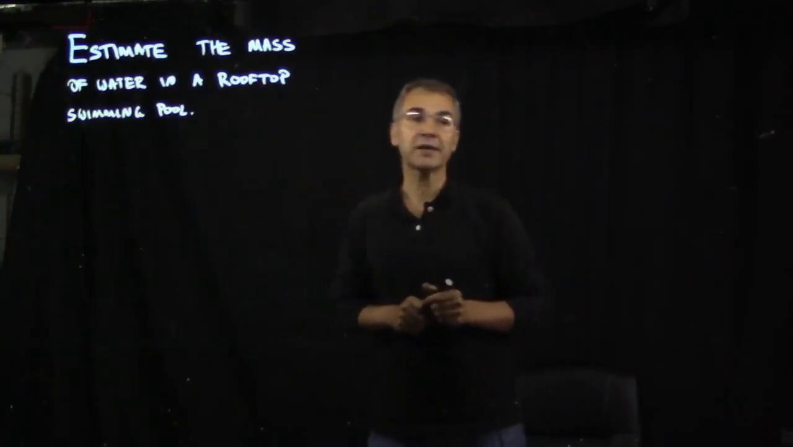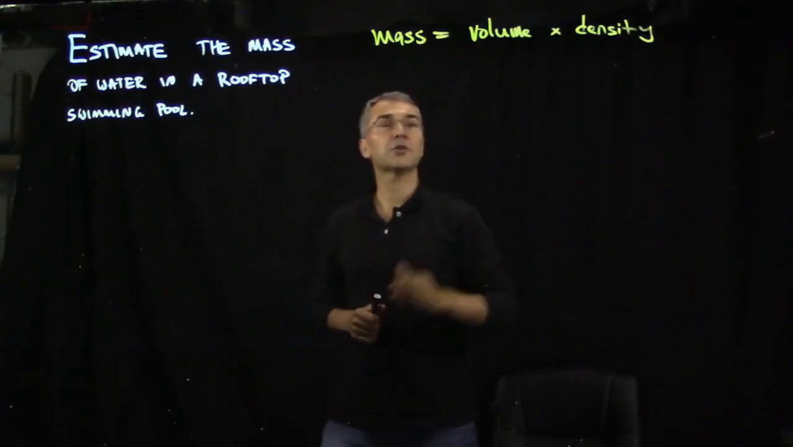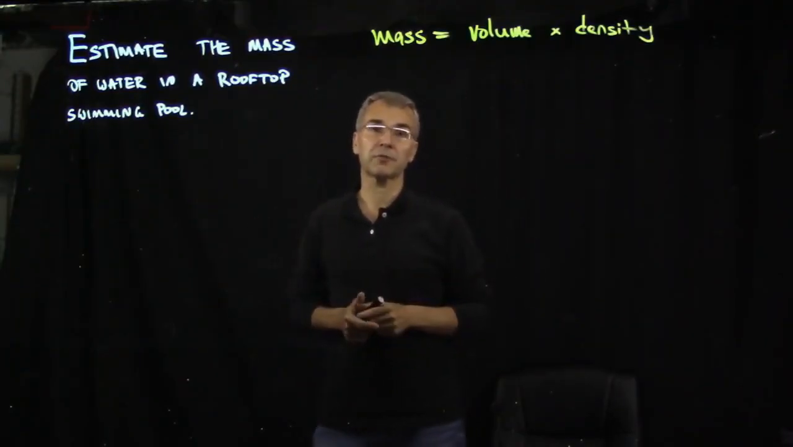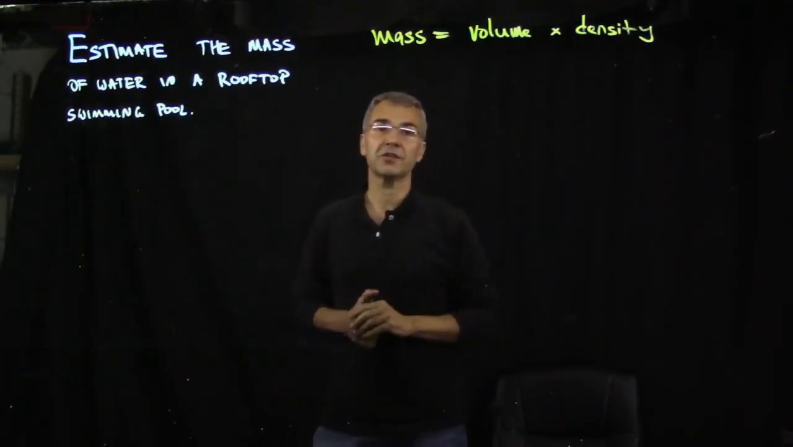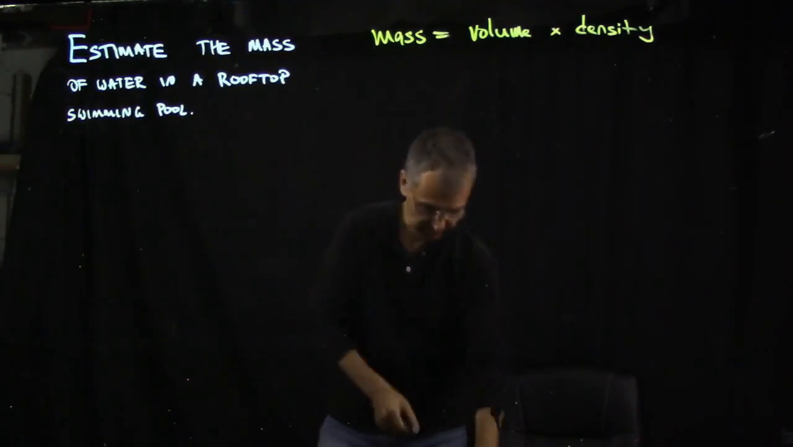So I guess we can try to remember mass is volume times density. Then we want to know what's the volume of water in our rooftop swimming pool. And then we want to know what is the density of water. I'm going to combine these things together. Now, I didn't give you any details about our rooftop swimming pool.